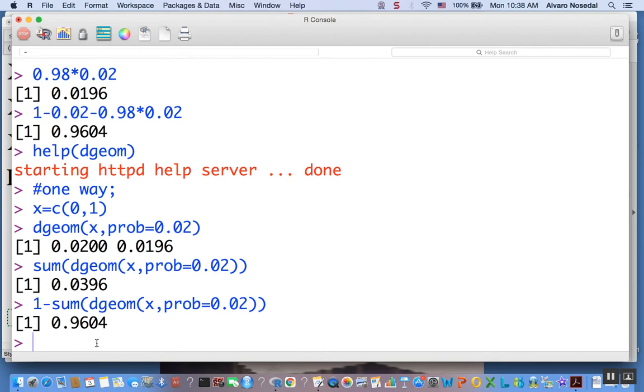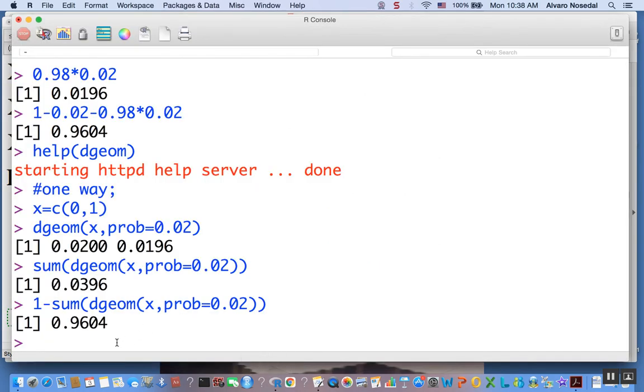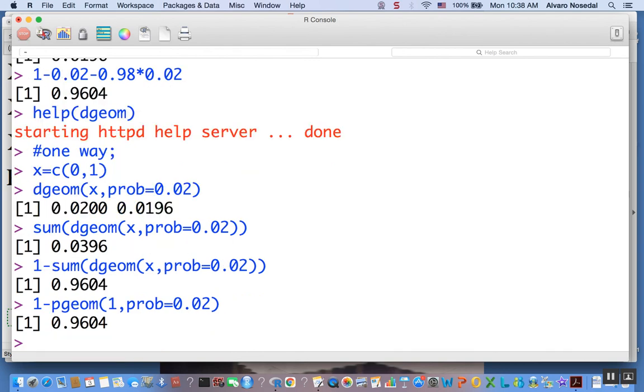Another way, since we know that this is the same as 1 minus the CDF evaluated at 1, there's a built-in command in R that is going to help us evaluate the CDF at 1. Same thing.